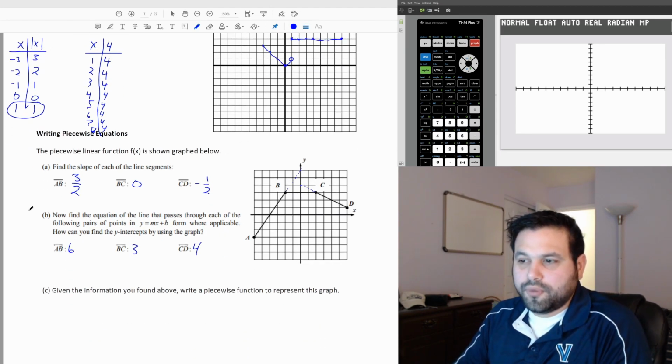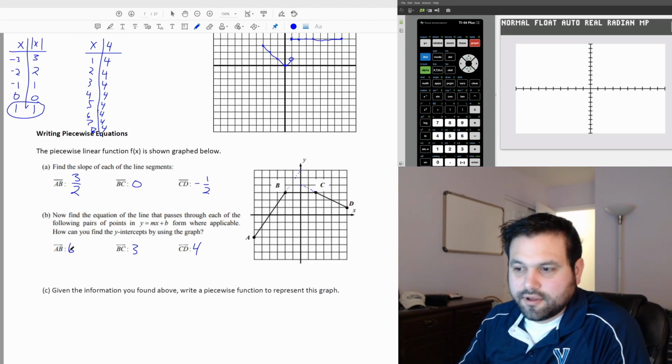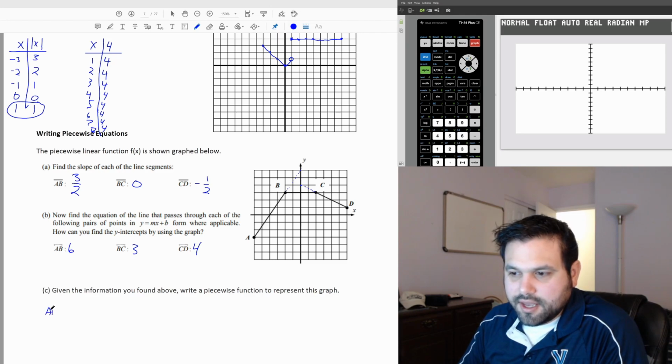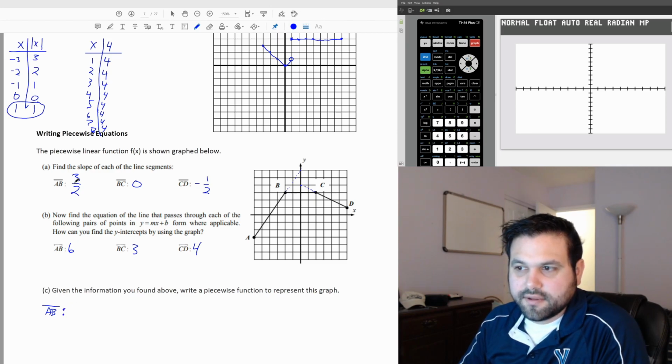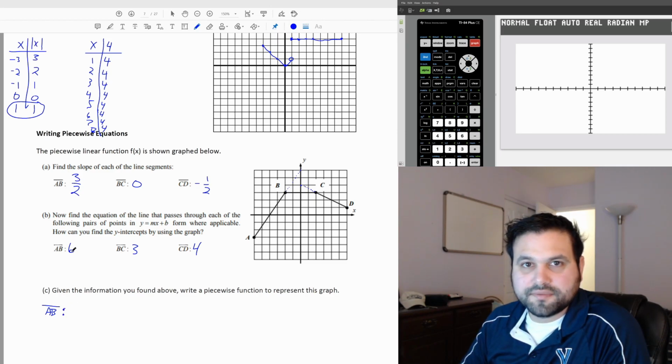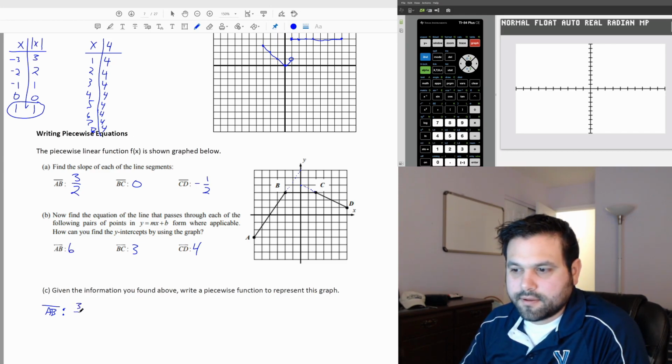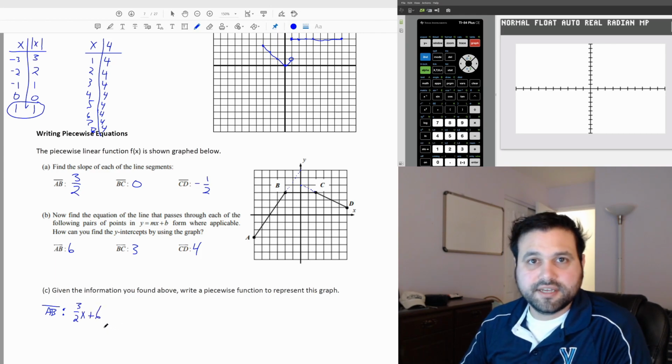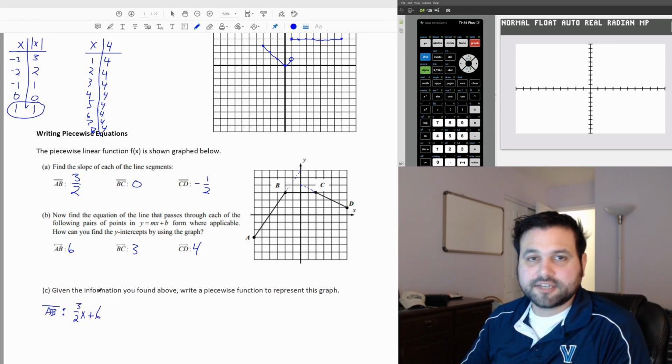So putting this stuff together, segment AB, we can now create a linear function, right? A slope of 3 halves and a y-intercept of 6. What would that linear function look like? 3 halves x plus 6, right? mx plus b.